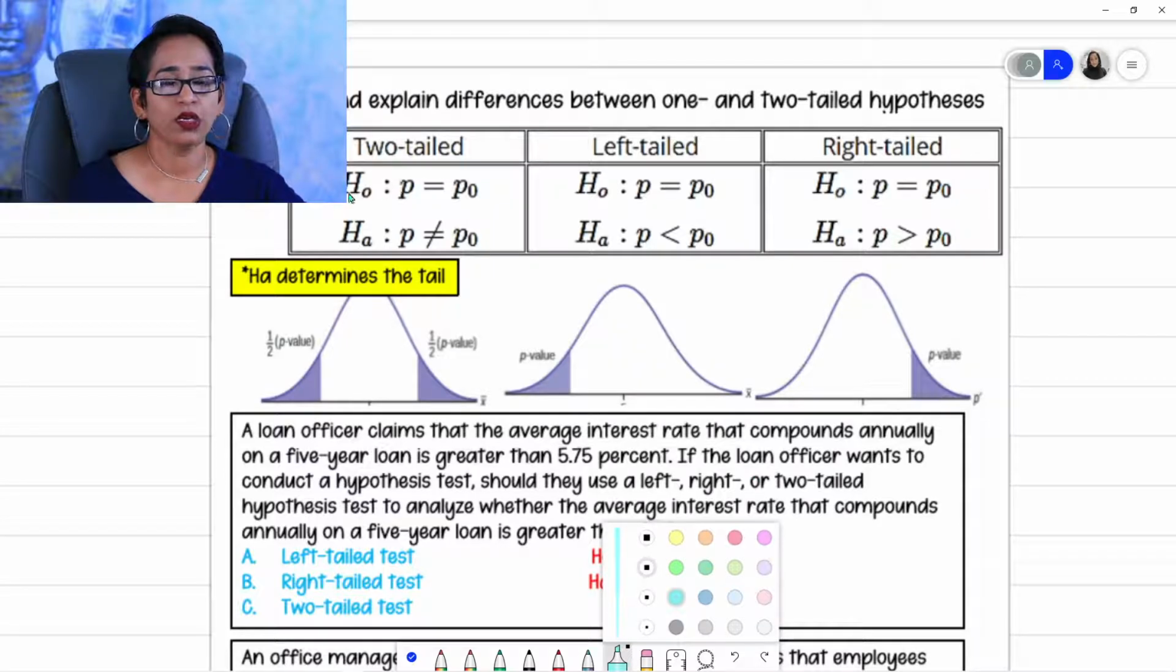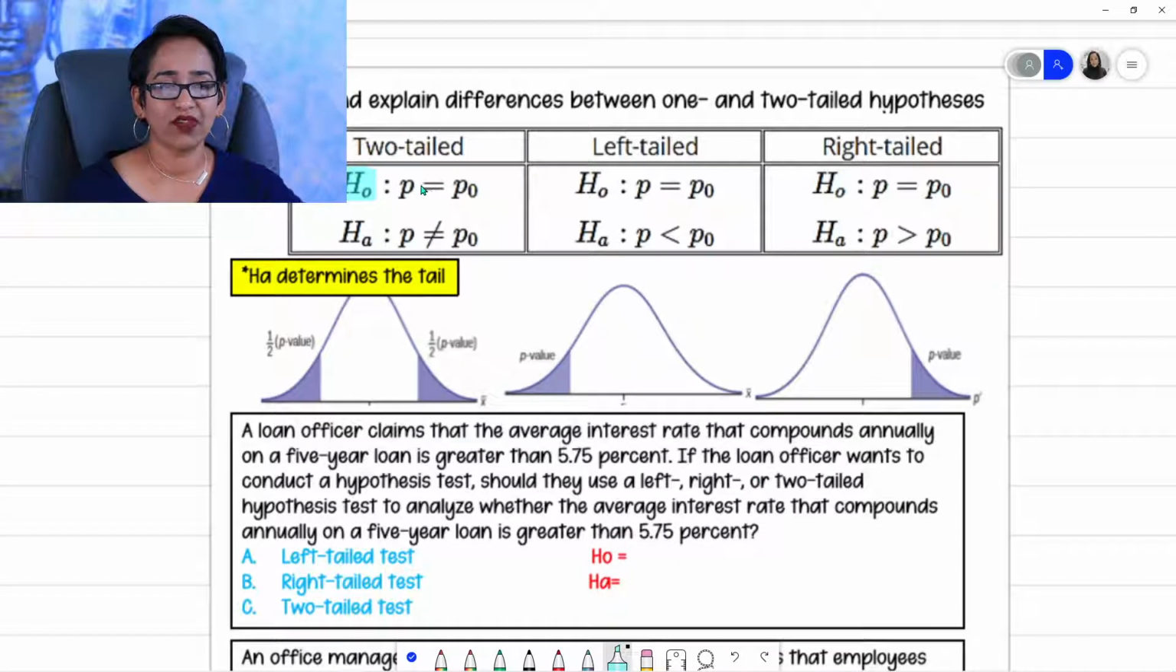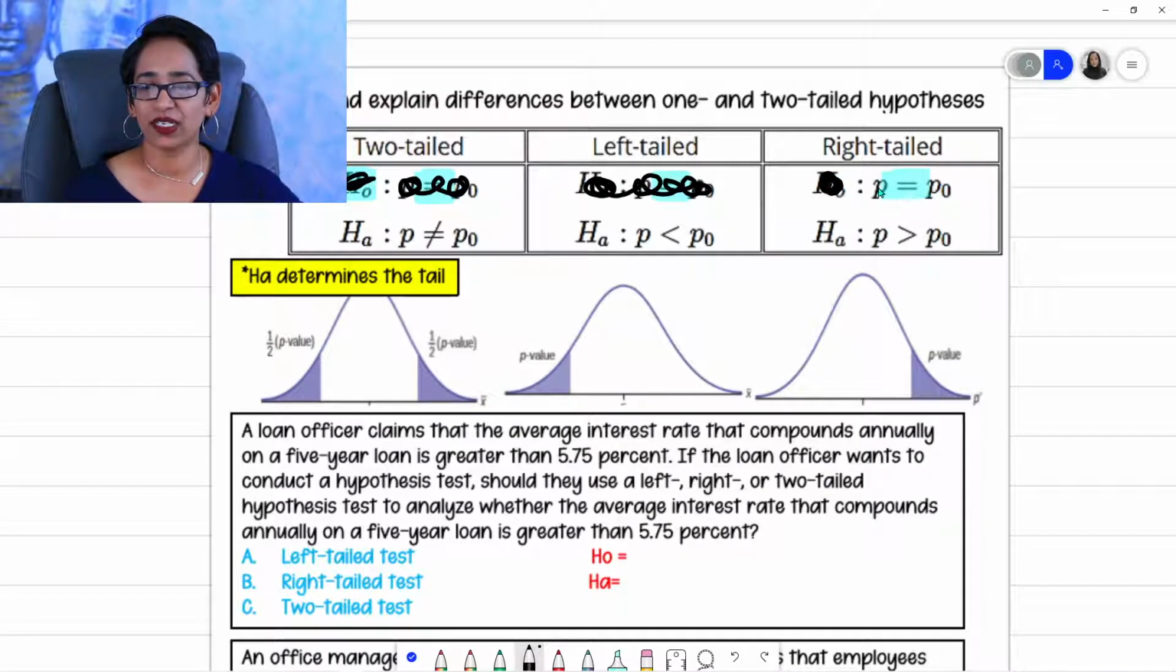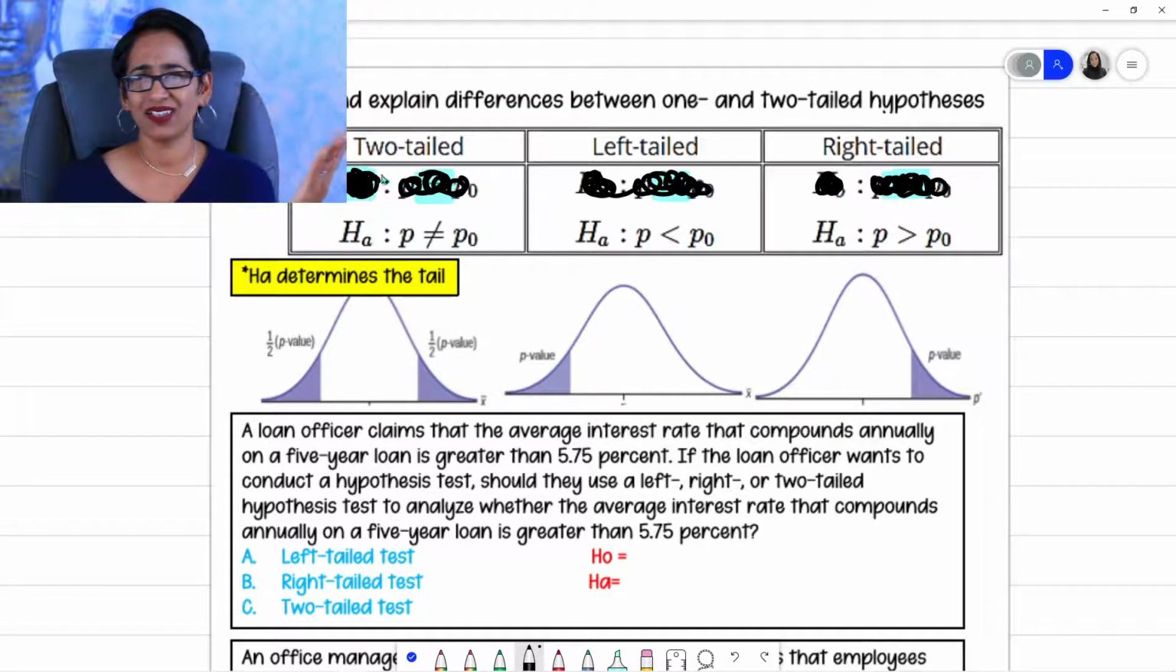Okay. Look at H naught. Everything is equal to, right? We've seen that. So H naught is not what I'm looking at when I'm trying to figure out what tailed test it is. I'm going to erase this so you know this is not what you will be looking at. If I ask you what tailed the test is, you will only look at HA. Why is that? Because H naught is equal to. It's not going to tell me anything.